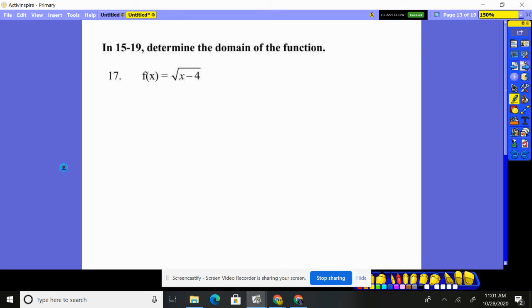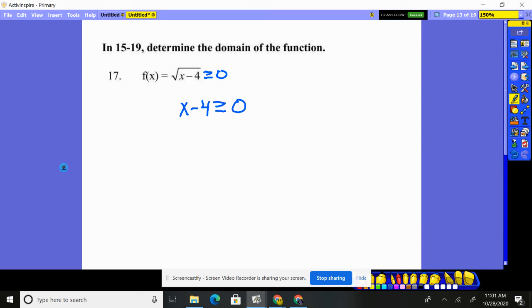Now, square root. Oh, there's a restriction. What has to happen when it's a square root? Well, I know what's underneath that square root. That x minus 4 better stay bigger than or equal to 0. It can be 0. The square root of 0 is 0. That's okay.